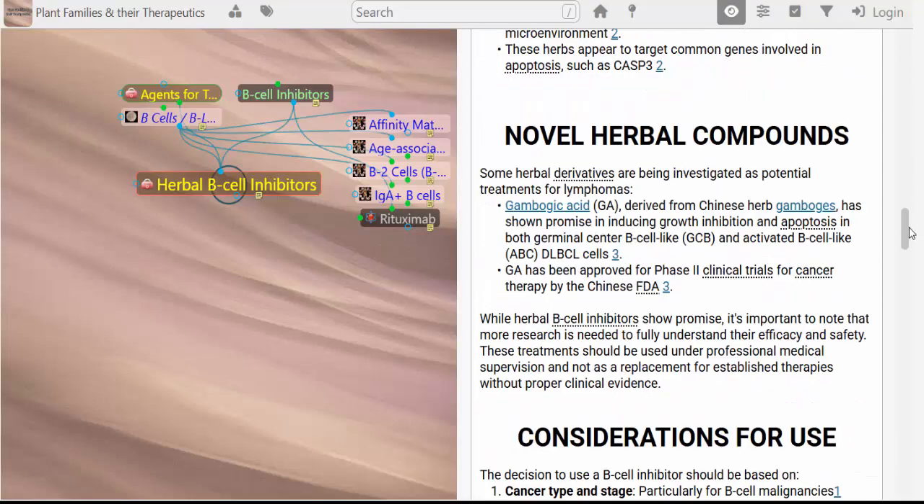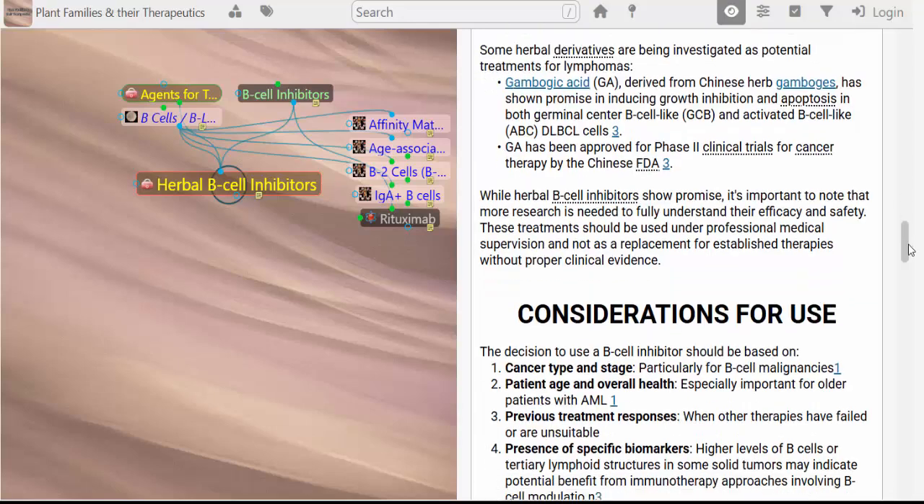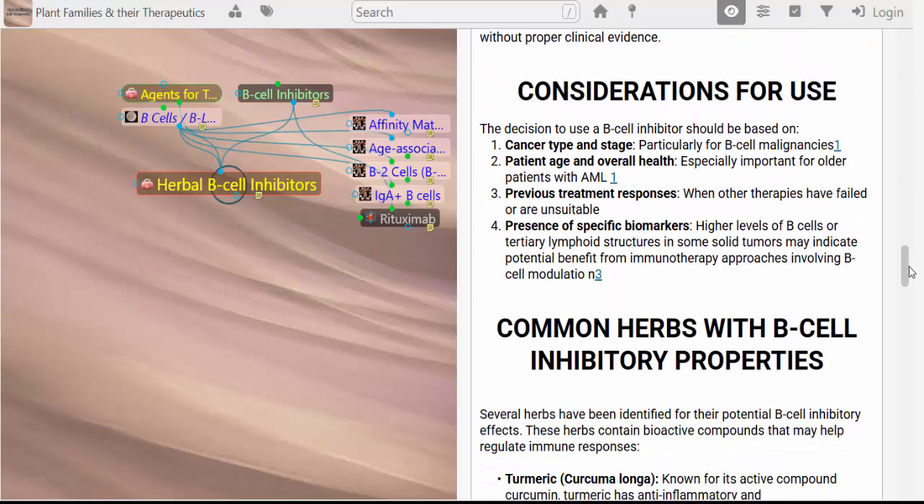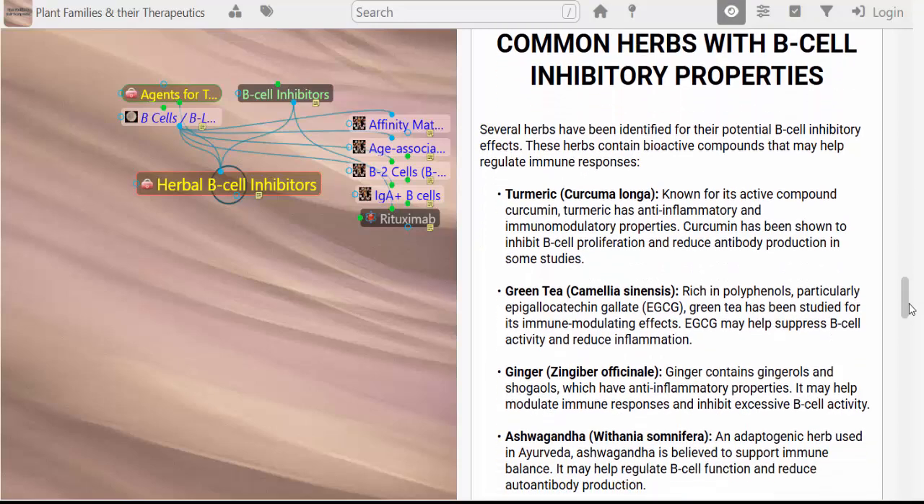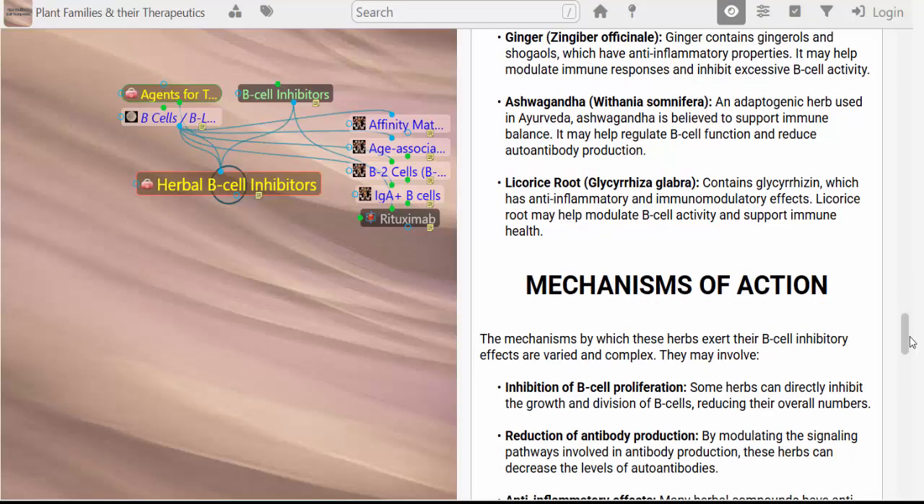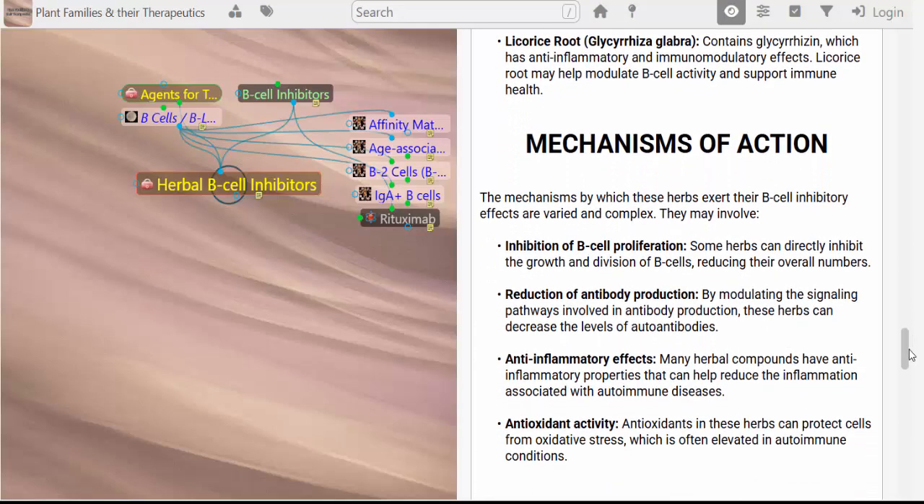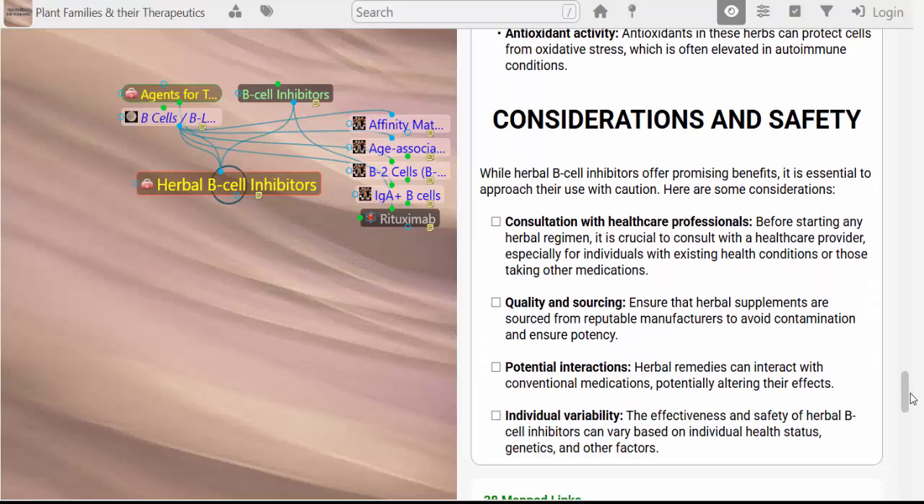And here we see one of the primary compounds would be gambogic acid from the Chinese herb gamboge. You can click on that to learn about that herb. Come in here and learn about considerations for use. Common herbs with B cell inhibitor properties: turmeric, green tea, ginger, ashwagandha, licorice. Here we can get into the mechanism of action and considerations in safety.